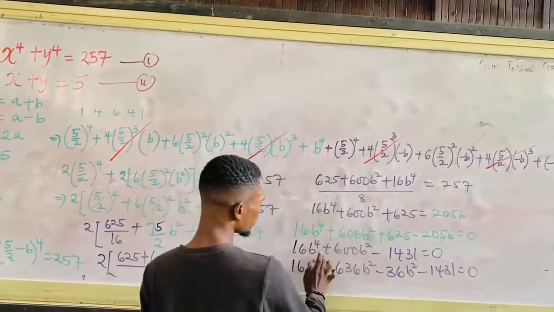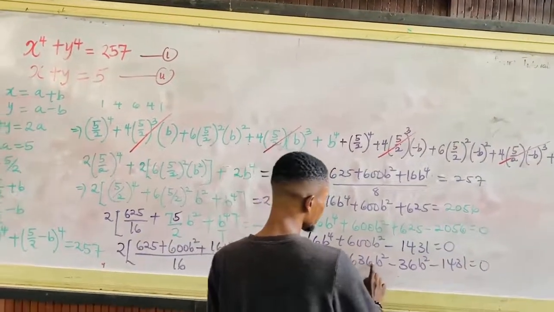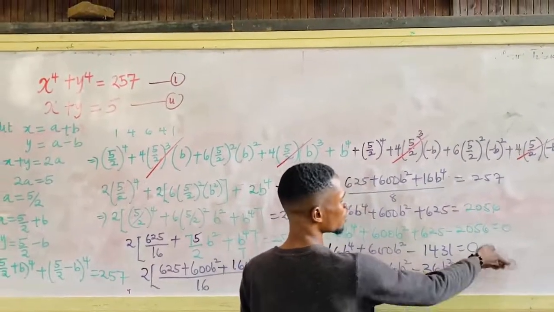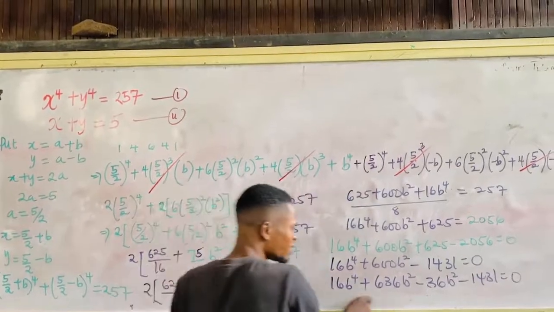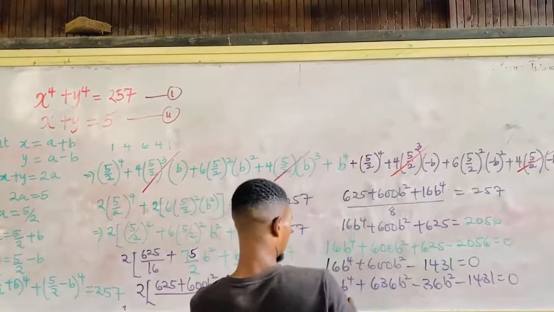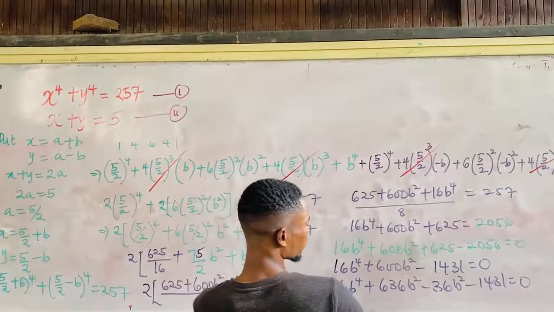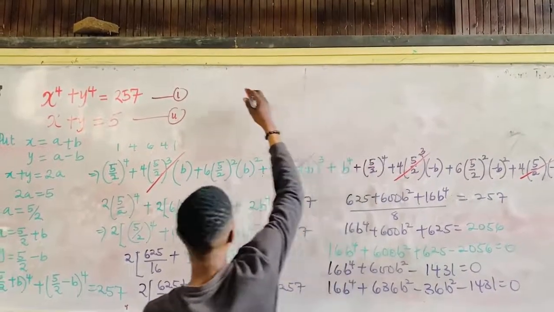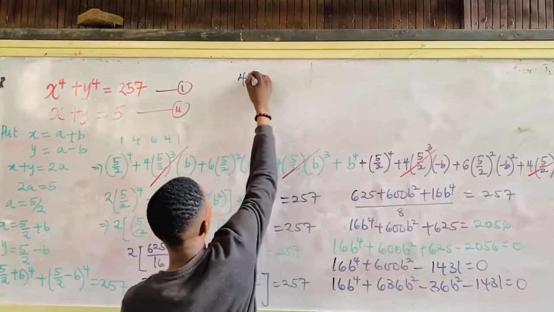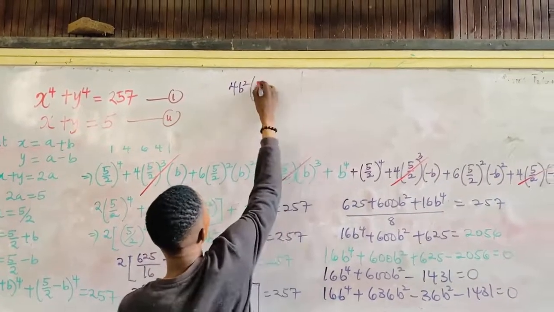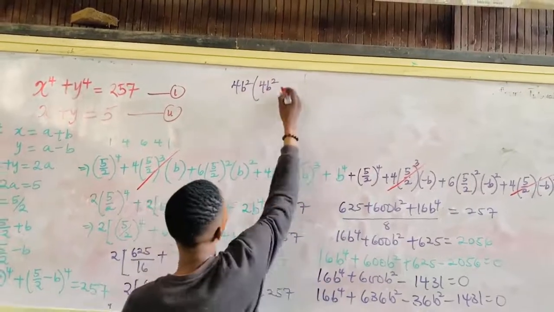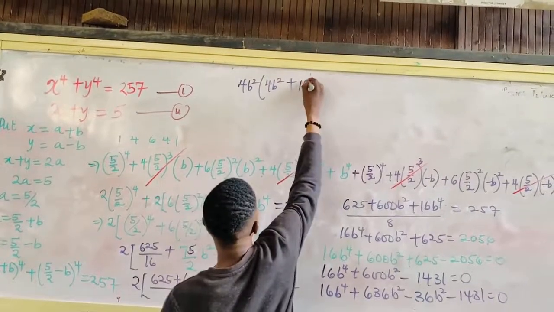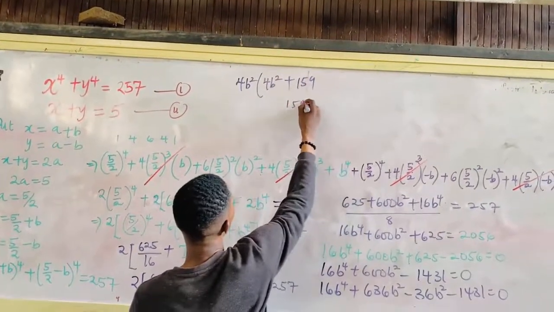Now this is 16b raised to power 4 plus 636b squared minus 36b squared minus 1431 is equal to 0. So if I factorize this now, notice 4 is a common factor here. So that gives 4 into brackets, 4b squared, then 4b squared plus what? 636 divided by 4 is 159. Let's take 159 multiplied by 4.